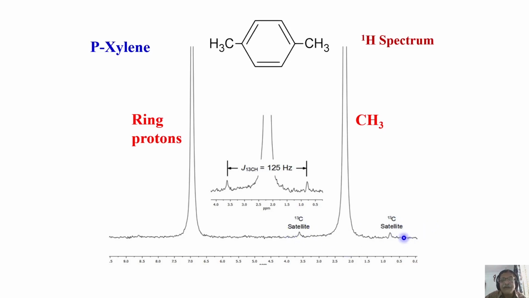Why is it a doublet? Because this carbon is coupled to, you are observing proton, this proton is coupled to this carbon. As a consequence, this CH3 peak is a doublet. This proton peak becomes a doublet due to coupling with carbon, spin half, and we got the doublet. Measure the separation, what you get? J carbon proton coupling. You ask me a question, why did I not see the same thing in the ring?